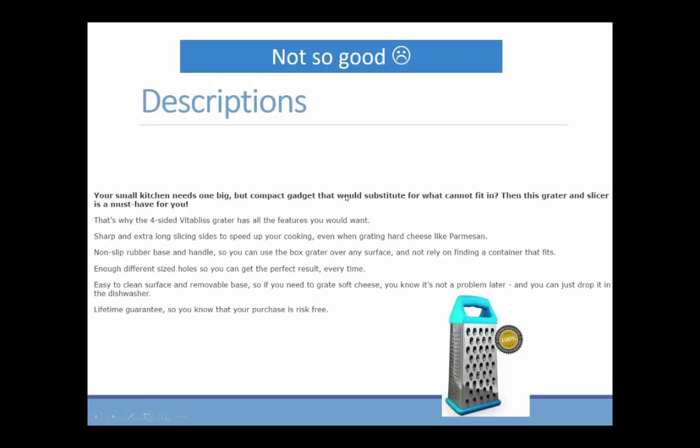First of all, this is not a question. This is a statement, so it shouldn't have a question mark at the end. But I don't know what that means. "Small but big but compact gadget that would substitute for what cannot fit in it. This is the grater and slicer. Then this grater and slicer is a must-have for you." It goes on to repeat almost identically what was in the bullet points instead of going into more detail.